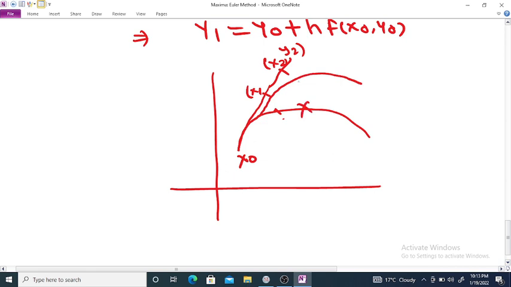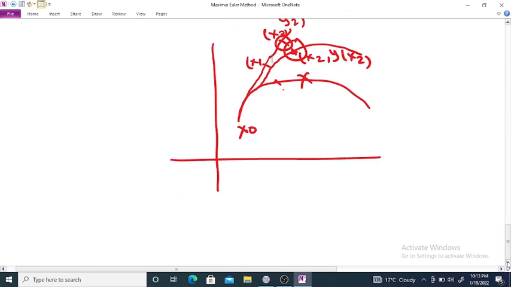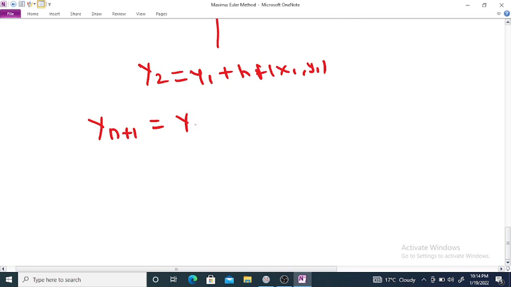Instead of this, consider this solution. Then you can observe that x2, y of x2 is an exact solution, and this is an approximate solution. So by using the same technique again, we can write y2 is equal to y1 plus h f of x1 y1. In general we can develop the Euler formula as yn plus 1 is equal to yn plus h f of xn yn. So this is the Euler formula.